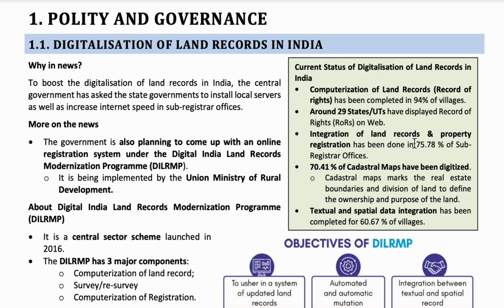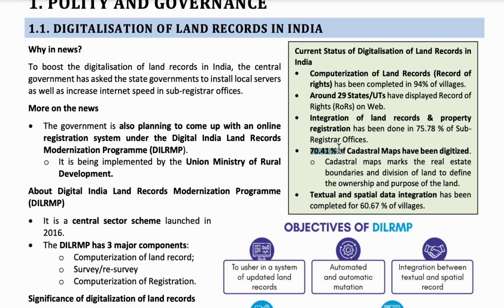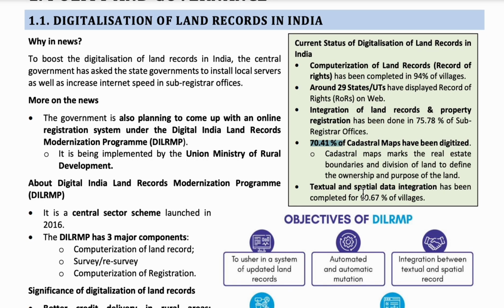75.78% of land records and property registration has been completed in the sub-registrar offices, and 70.41% of real estate boundary maps have been digitalized, and 60.67% of villages have textual integration and geographic integration completed. So these are the data of digitalization of land records till date.